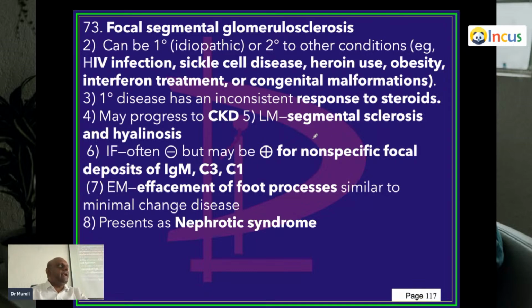So HIV, sickle cell disease, heroin use, obesity, simple obesity. A heavily built person will have proteinuria with FSGS. Interferon treatment can cause FSGS, any congenital malformations also. Now, if it is a primary disease, idiopathic, it is inconsistent in steroid response. If you give steroids, it won't listen that much. And FSGS can proceed into chronic kidney disease, ultimately requiring dialysis.